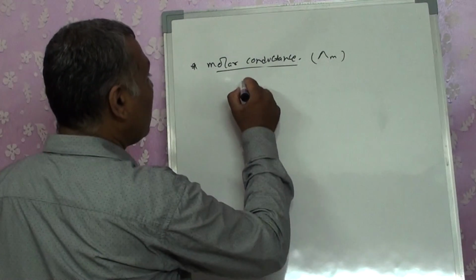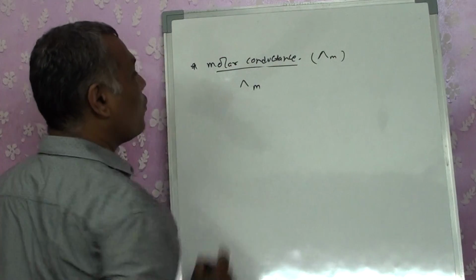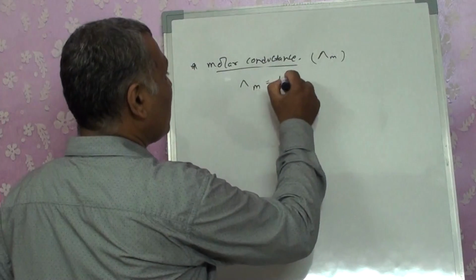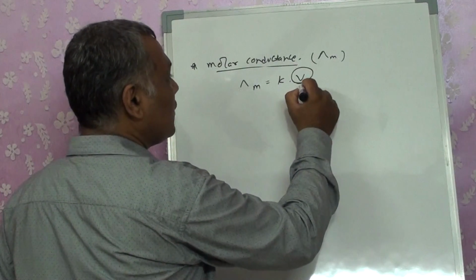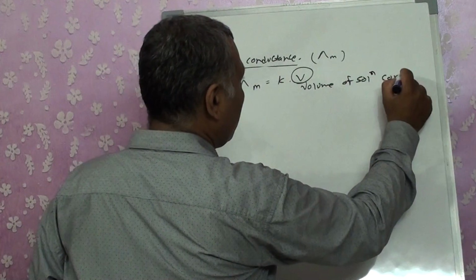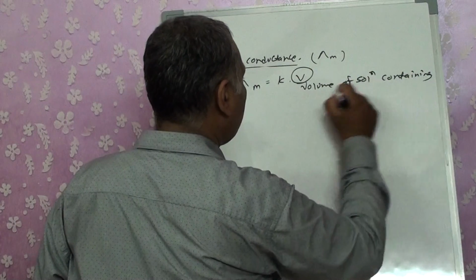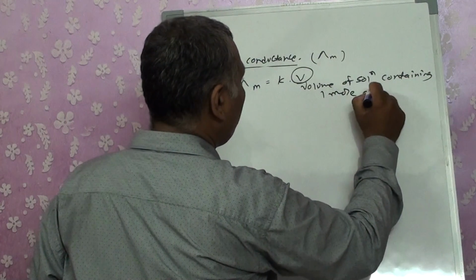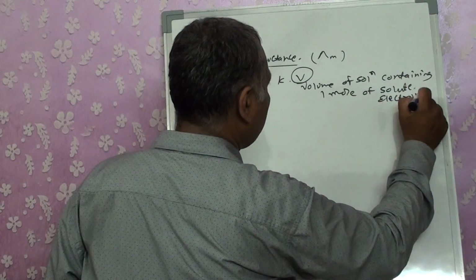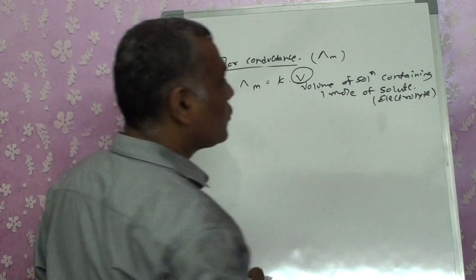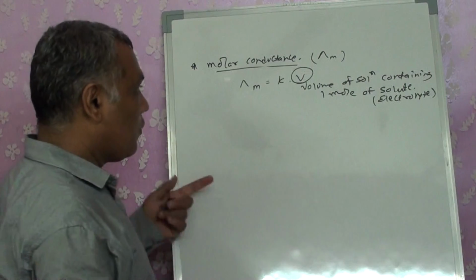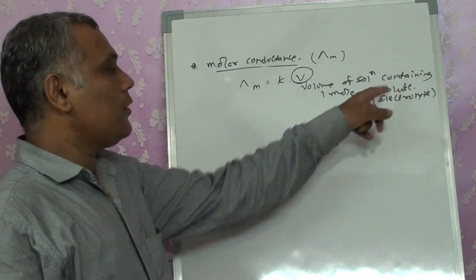Now, molar conductance for any given solution, when we use the word molar, means it is for 1 mole of the substance. So it depends upon K into V, where V is the volume of solution containing 1 mole of solute, that is, the electrolyte.